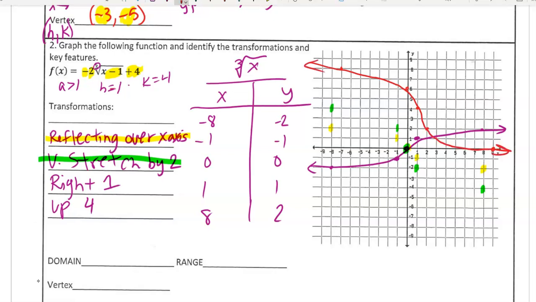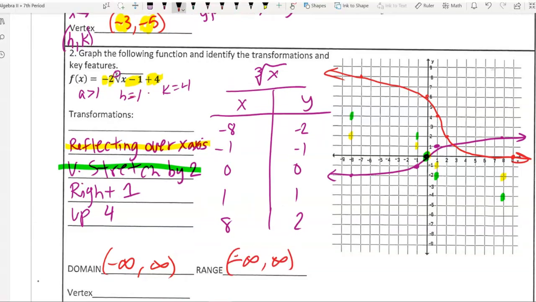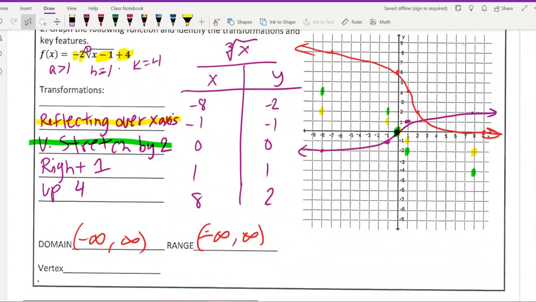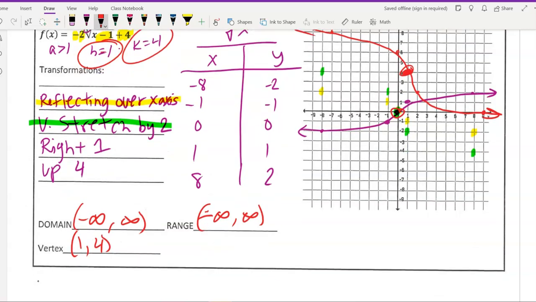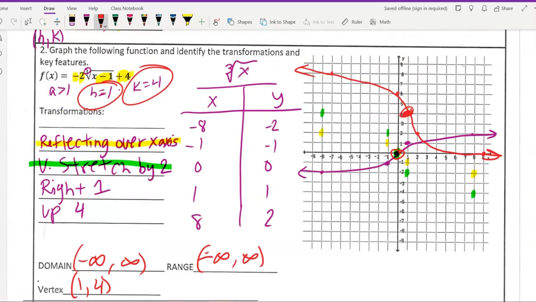Here's our graph. The red one is our new graph. And the domain from left to right, -infinity to positive infinity. Zena, stop. Sorry about my dog. Range, bottom to top, -infinity to positive infinity. And the last one here, the vertex, remember (h, k). So in this case, it's (1, 4). Or just the point where the graph changes place, which is in the middle there. Originally it was here, now it's here. All right, moving along. Oh, I forgot to do the other way.